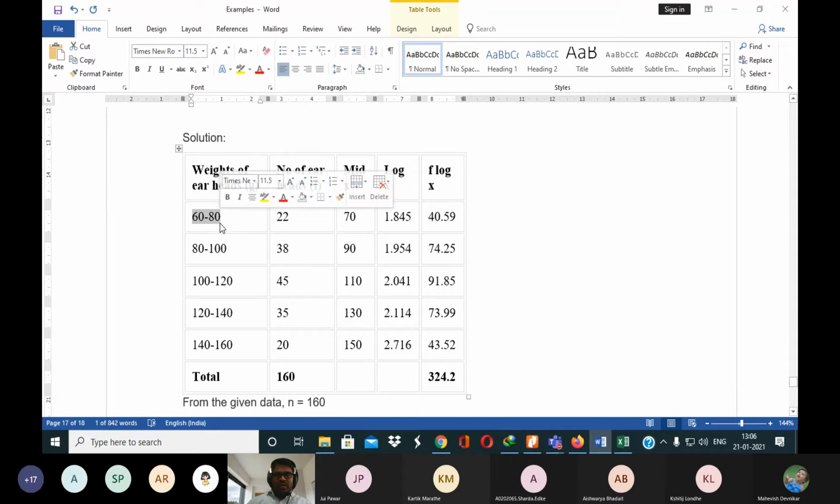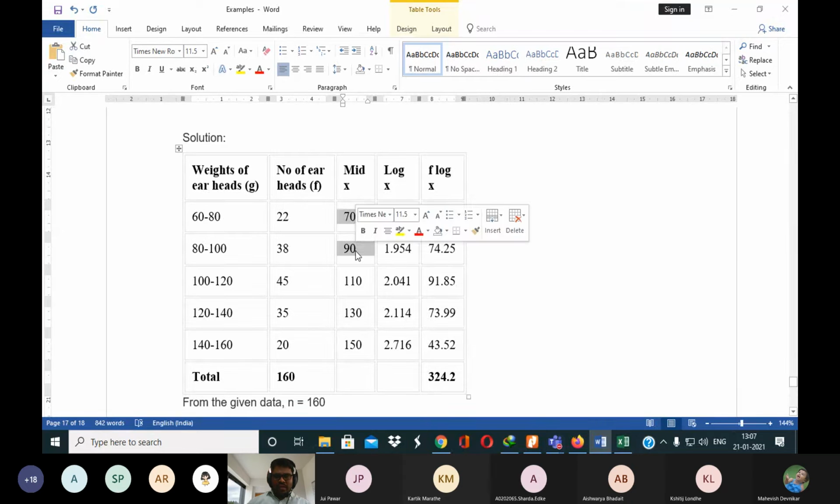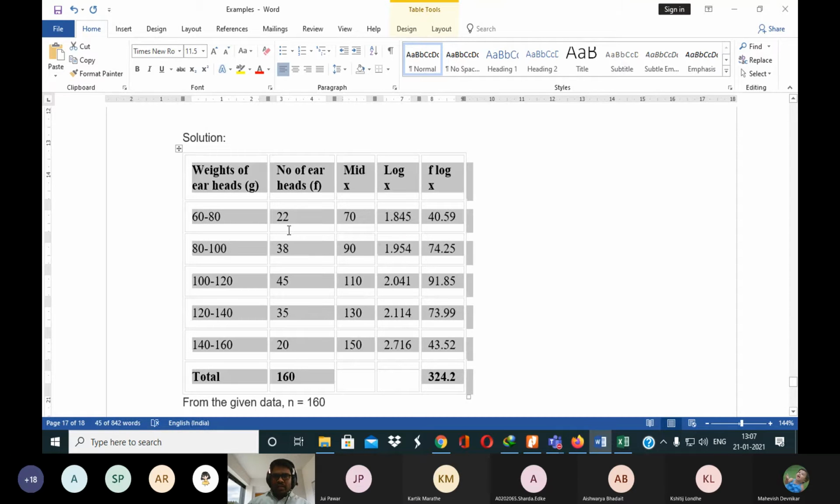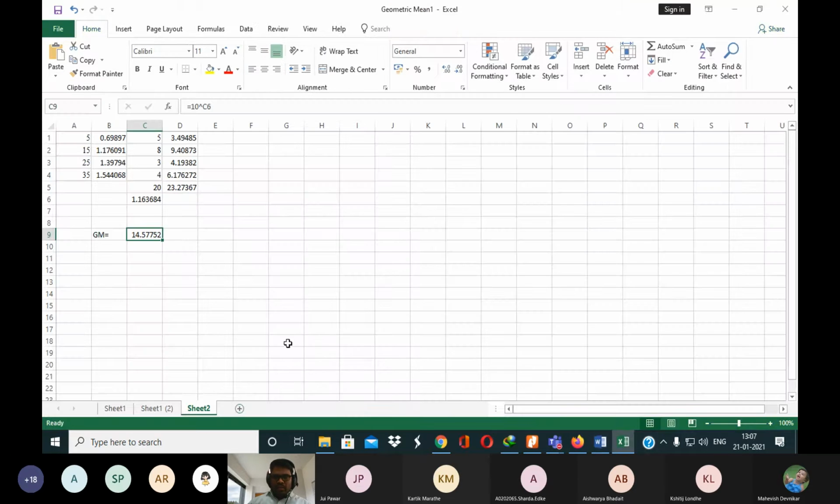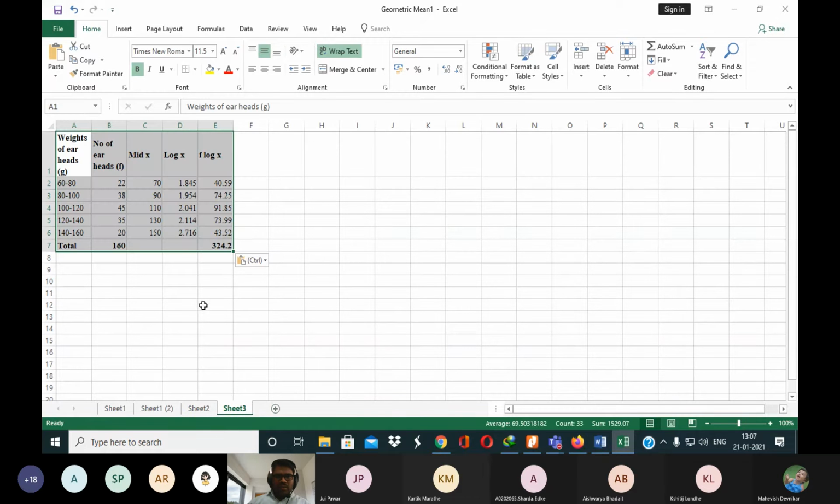So here you can compute the geometric mean like this. 60 plus 80 divided by 2 is 70. In a similar way you can calculate the mid value of the given classes, right? 70, 90, 110, 130 and 150. Then find the value of these x. The x is nothing but your middle value. So we can compute it. I will just open the Excel file.